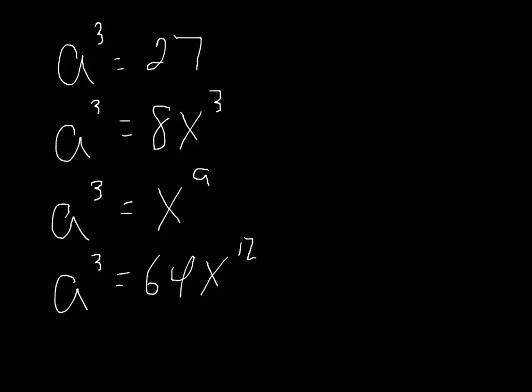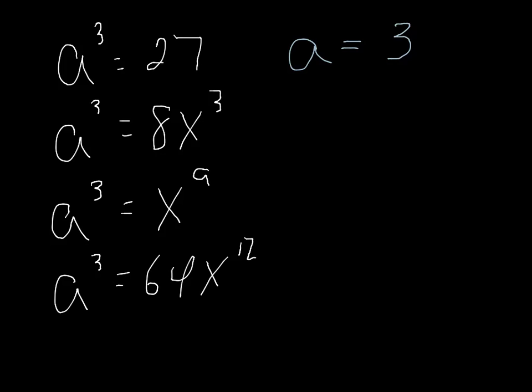Let's try a few more examples. Now say you started off with a value of A to the third equals 27. So if A to the third was 27, what was the value of A to begin with? Well, what value do you raise to the third power to get 27? Or what is the cube root of 27? And that value is 3.